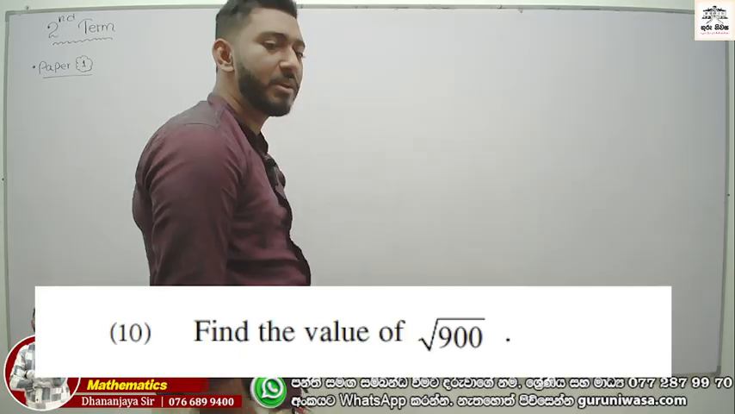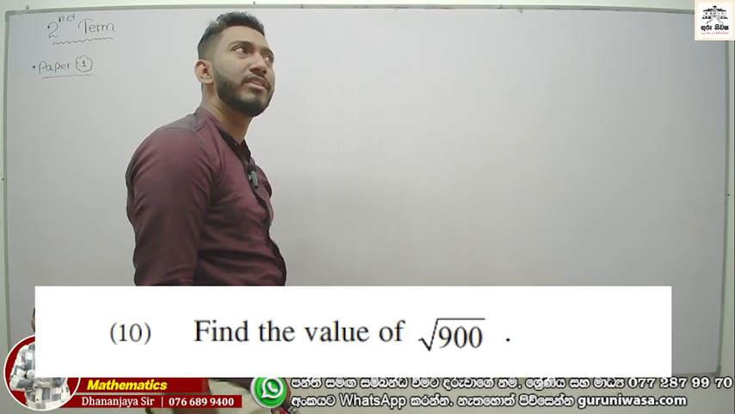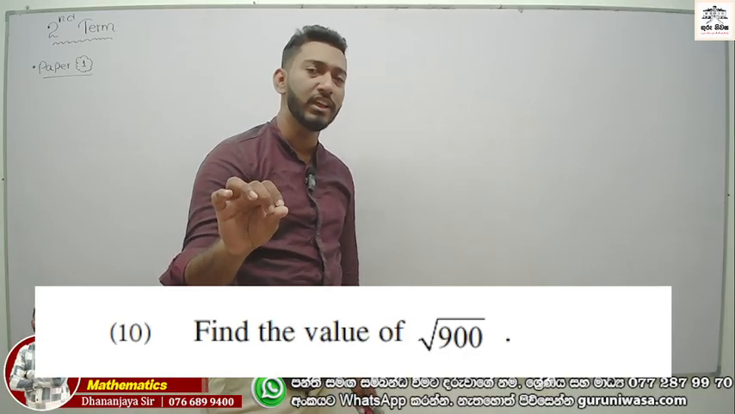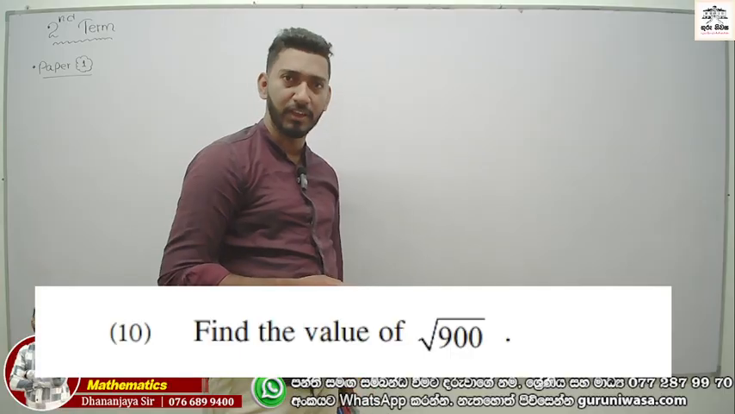Question number 10. Find the value of the square root of 900. And we discussed how to find the square roots using the prime numbers division method, right?